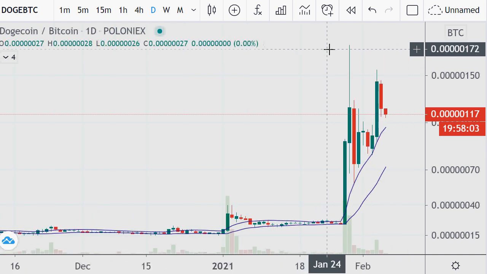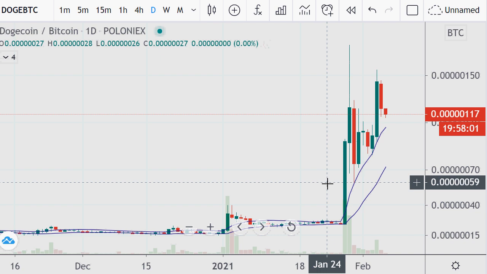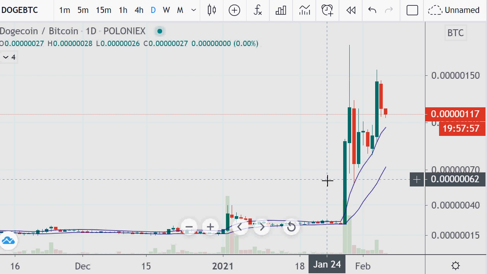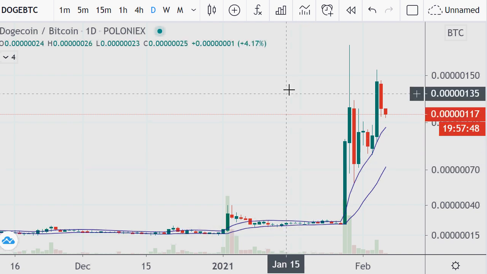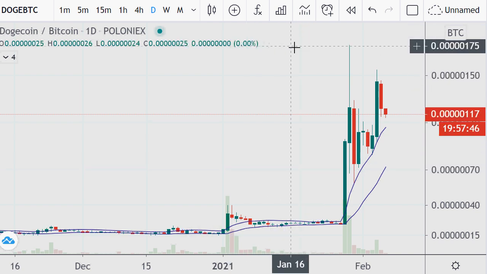I mean, that's just wow. And then to pull back down from 175 to like 60. So to lose almost 3 times its value. Yada, yada, yada, basically. I mean, that's the way any of these cryptocurrencies can pretty much go at any given time.